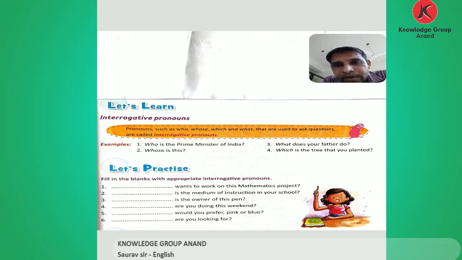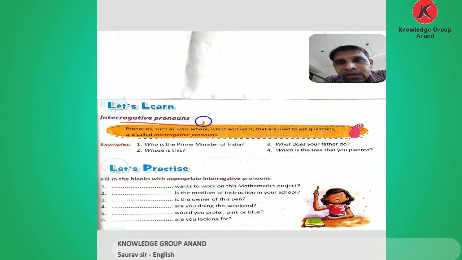Number 5: blank would you prefer, pink or blue? Here it is about your preference, so we ask the question with which. Which would you prefer, pink or blue, showing the color. Now the last: blank are you looking for? Something is being looked for, so what do you write here? What. Question with what. This is how we make questions with interrogative pronouns.